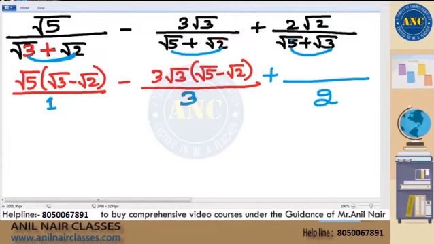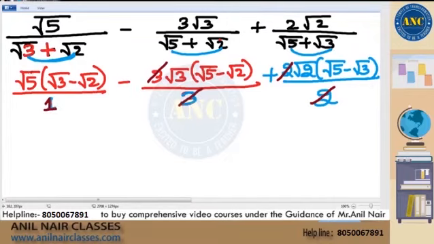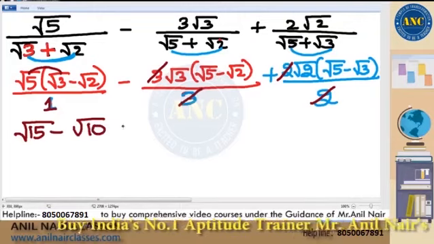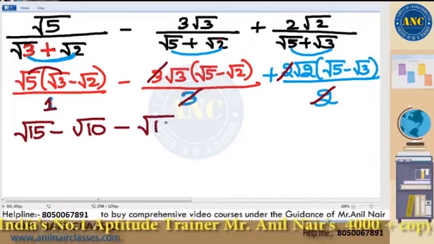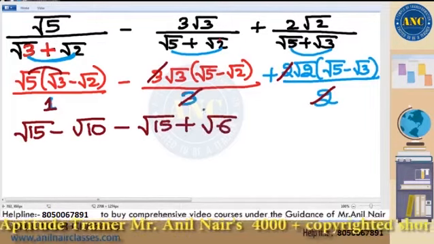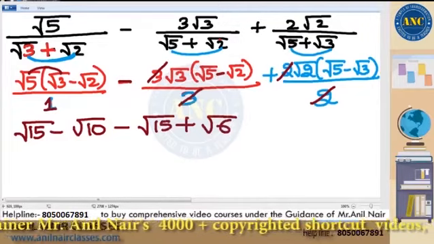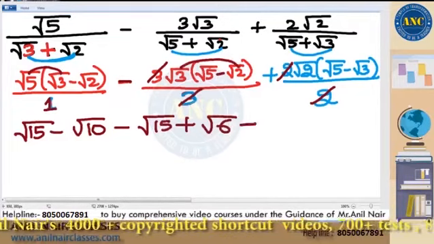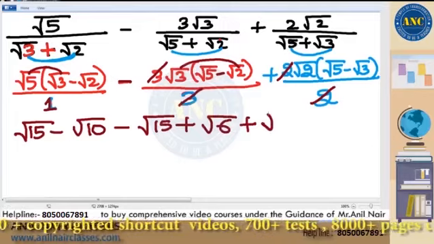So here the numerator is 2 root 2 already present. You multiply the rest. Root 5 into root 3, it is root 15, minus root 10, minus again root 15 plus root 6. I believe it is clear. Minus into minus is plus. Root 3 into root 2 is root 6, plus root 10, minus root 6.